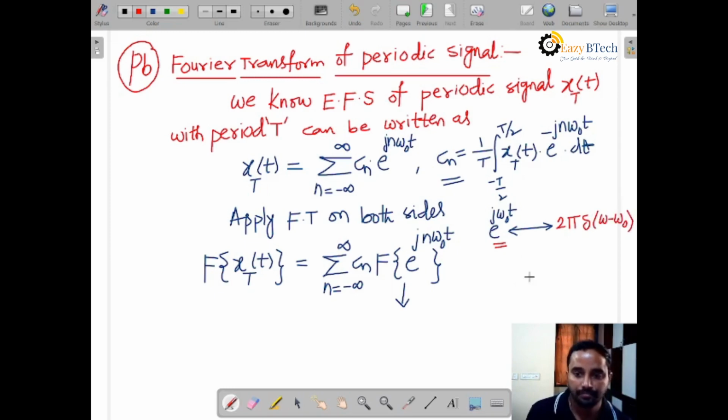So we know, what is the Fourier transform of 1? 2 pi del of omega. Now e power j omega naught t means 1 into e power j omega naught t. So it will become 2 pi del of omega minus omega naught, by the frequency shifting property. So this is helpful now.